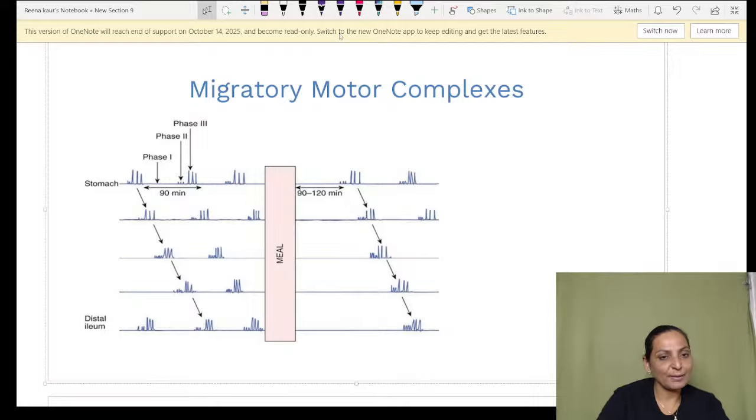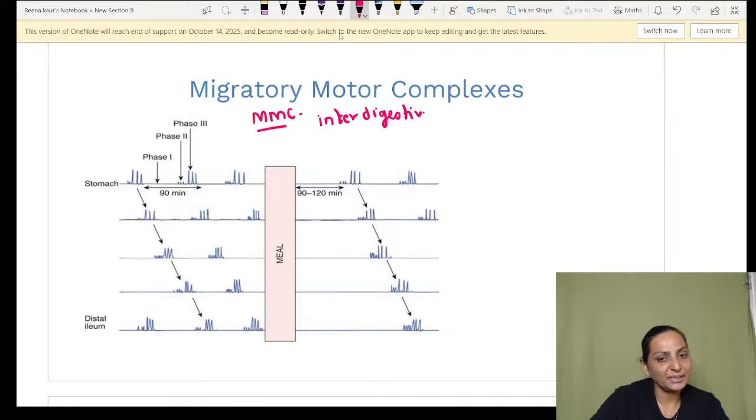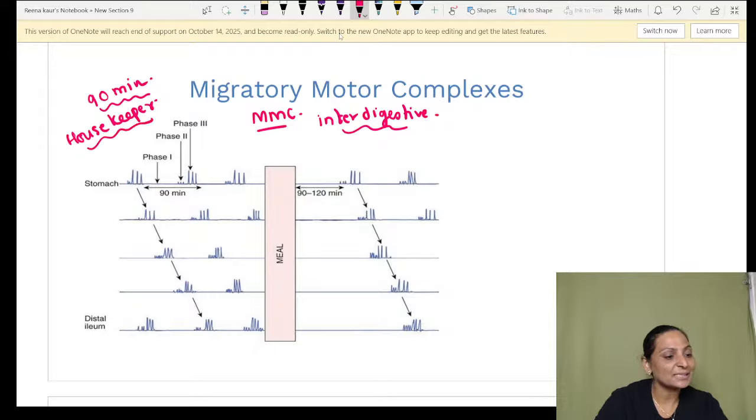Now you must remember that this figure shows migratory motor complexes, which are interdigestive movements. They are supposed to be interdigestive movements which occur every 90 minutes, and they are supposed to be the housekeeper waves.